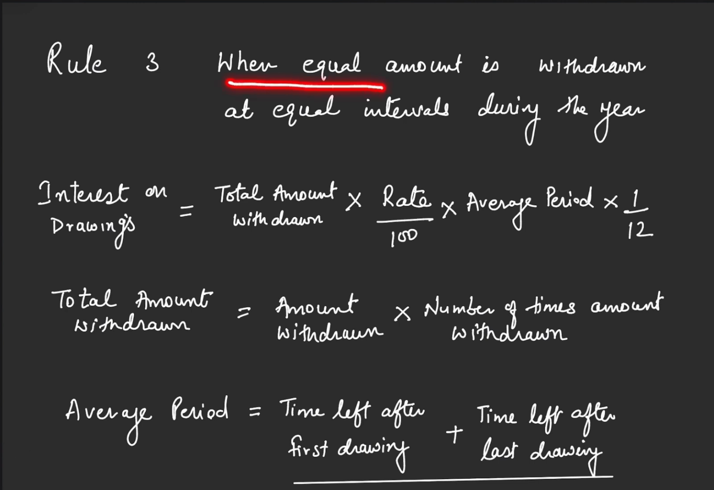Rule number 3 is when equal amount is withdrawn at equal intervals during the year, then interest on drawings will be calculated by using this formula. That is total amount withdrawn multiplied by rate upon 100 multiplied by average period multiplied by 1 by 12. In this formula, we can make out there are two important terms, that is total amount withdrawn and average period.